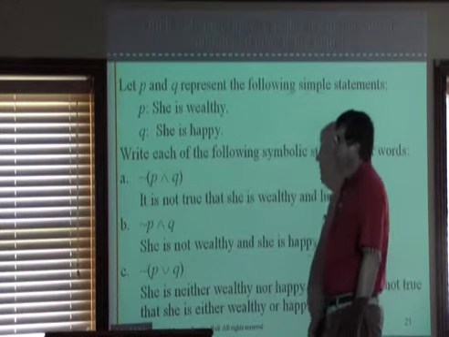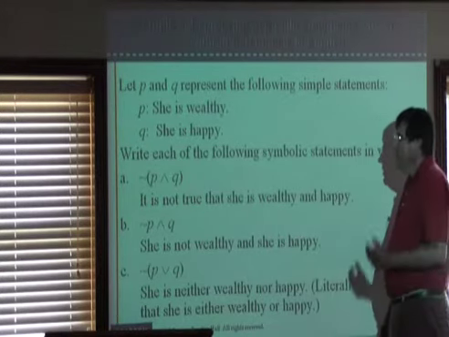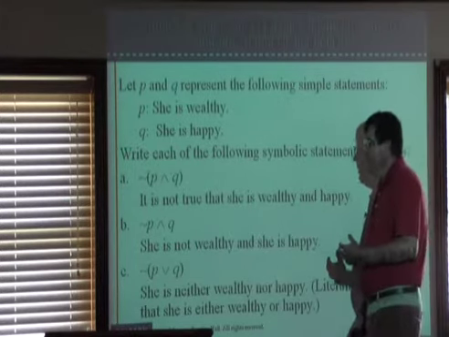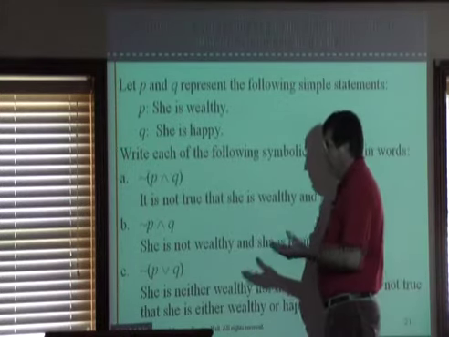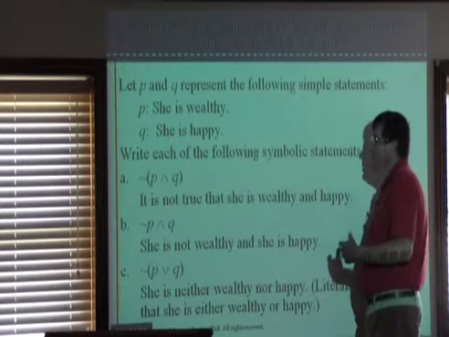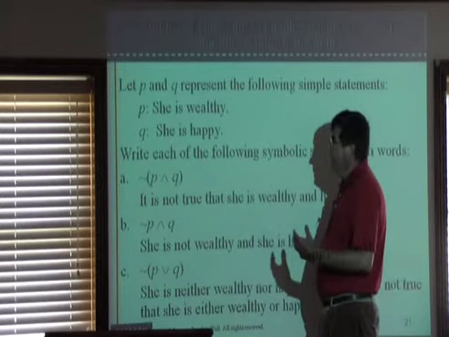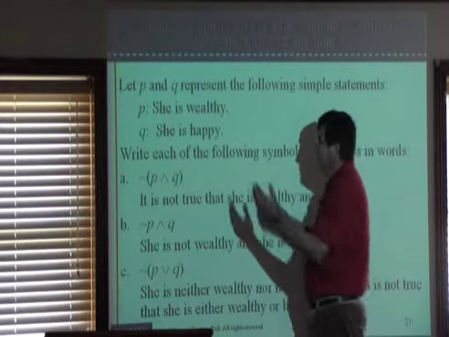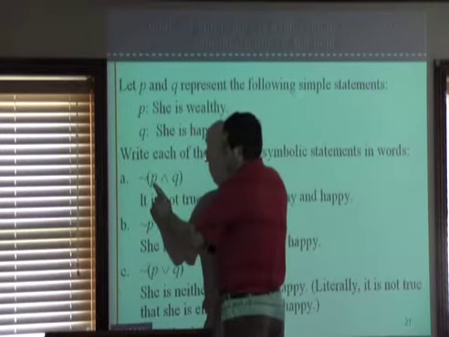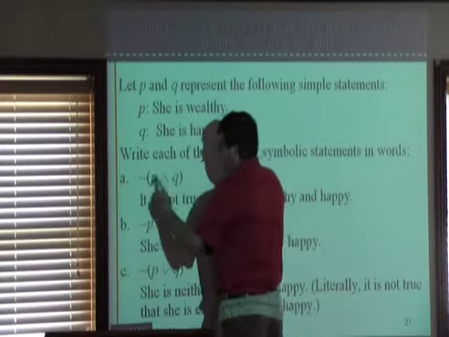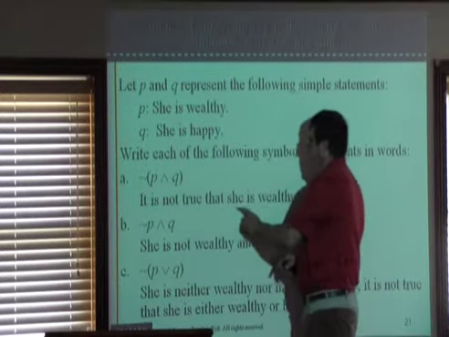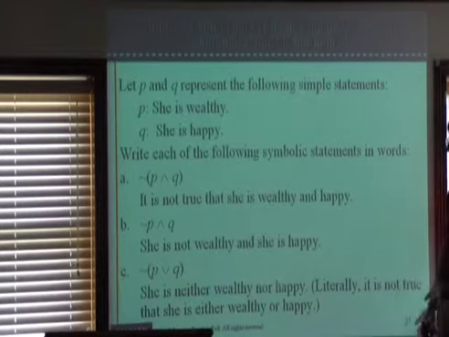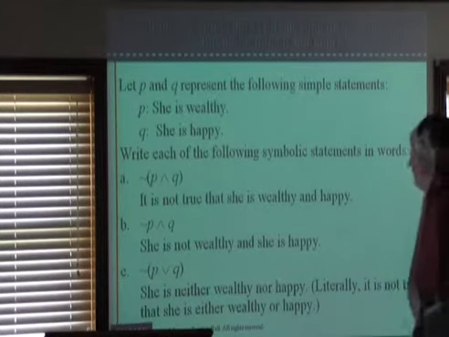This means she is wealthy and happy. Does this mean she is not wealthy, but she's happy? Does this mean she is wealthy, nevertheless she's not happy? This means the fact that she's wealthy and happy is not true. It is not true that she is wealthy and happy. You see, the negation affects both of the statements.